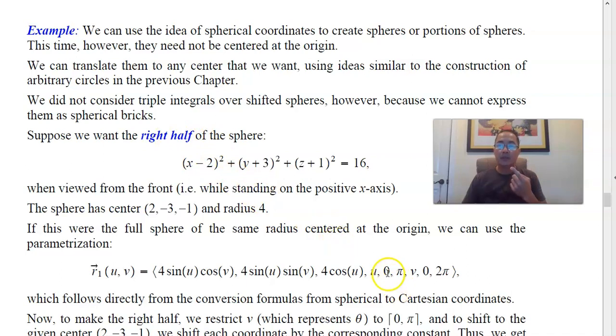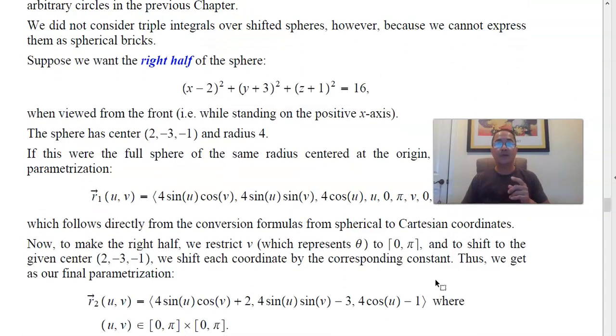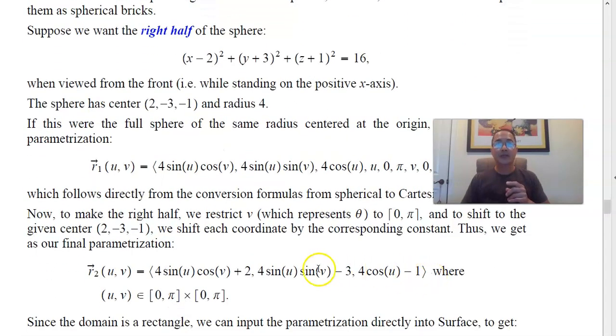So will 0 to pi change? Nope, we still want 0 to pi. How about the other 0 to 2 pi? Yeah, that will have to change because we're only going right half of the sphere. So instead of 0 to 2 pi, we only want 0 to pi. So keep the 0 to pi for the u, but adjust to 0 to pi for the v, and adjust with a plus 2, minus 3, and minus 1.